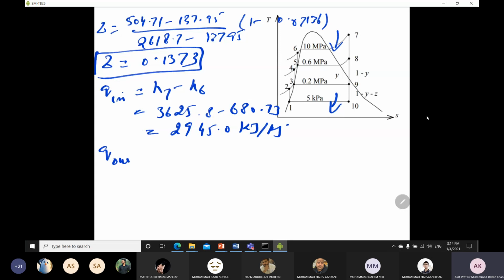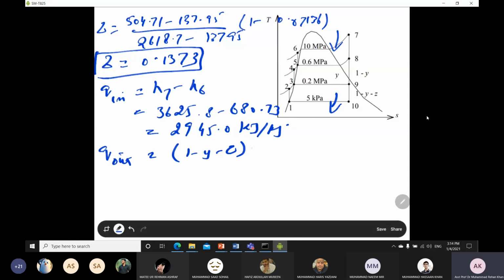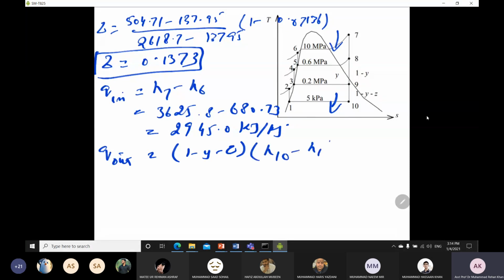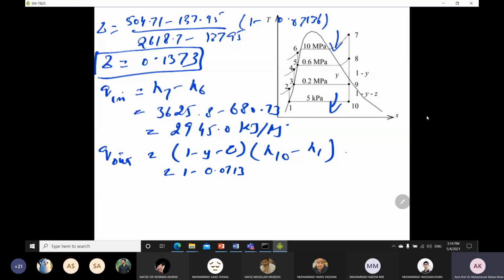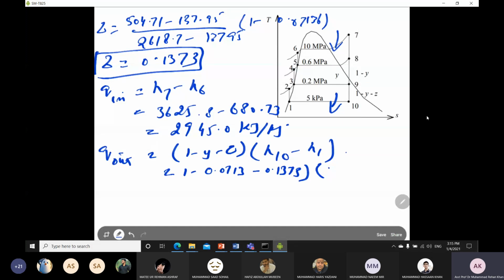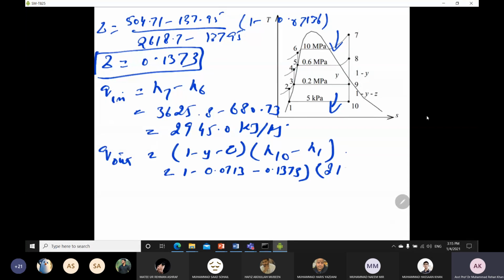Similarly, you have to find the Q out also. In the Q out, you already know that your 1 minus Y minus Z term is your fraction, which you have to multiply by H10 minus H1. There will be a heat rejection process. So Y is also known to you. You can just plug in the value, and this is 0.1373, which we already found from the previous state, and this one 2105.0 minus 137.75. You can just solve it and you get the value of 1556.8 kilojoule per kg. Okay, so now Q out is also known to us.